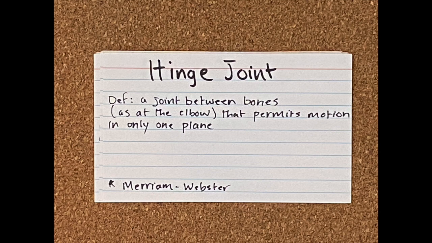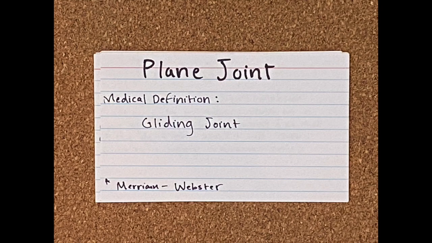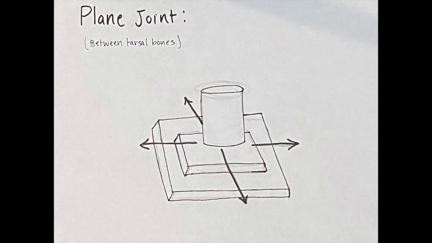Along with the pivot joint, the hinge joint is a joint between bones that permits motion in only one plane. The prime example of this would be the elbow. Plane joints can be defined as gliding joints. These joints allow bones to glide past one another in any direction across the plane of the joint.